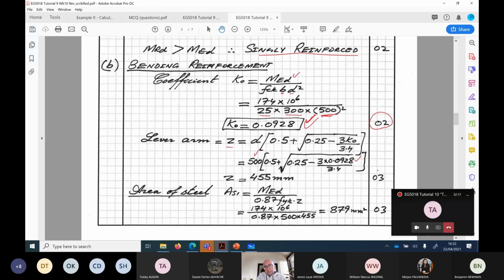okay, now D is given here. Sometimes D is not given in exams and you have to work out using the same procedure as I mentioned in the lecture, okay? Sometimes overall depth is given, which is H. Now this will give you value of Z. Now Z is 455 millimeter.